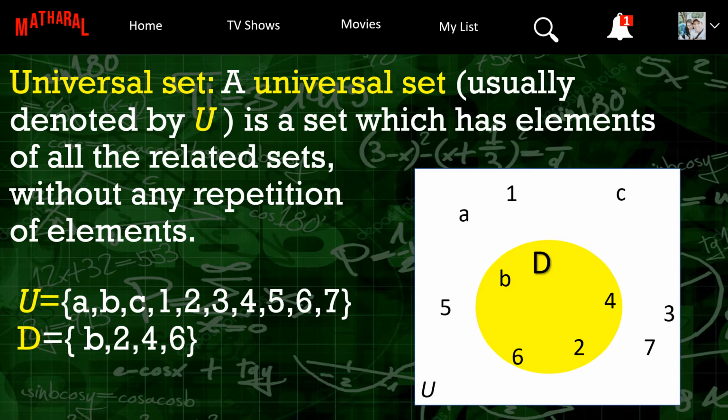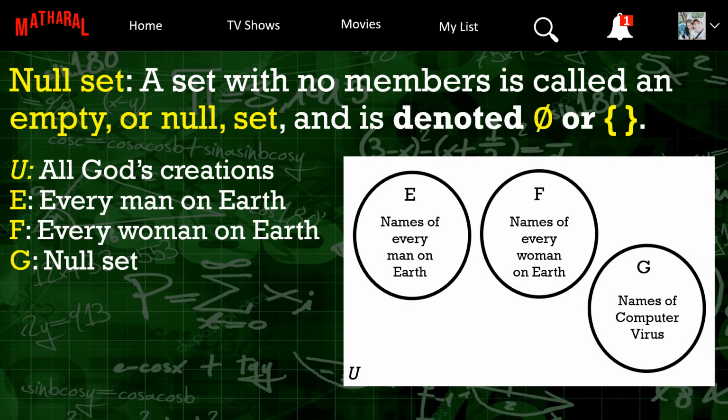The next part is null set. Null set is a set with no members, called an empty or null set.